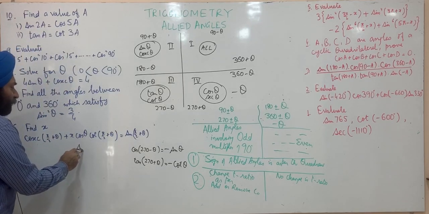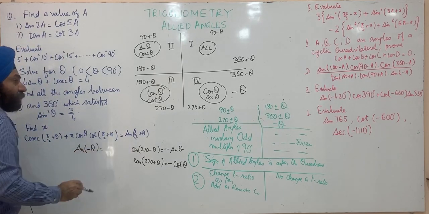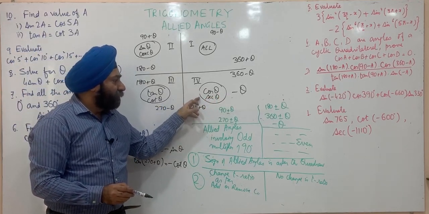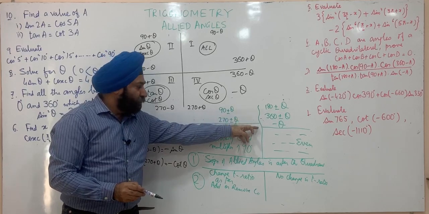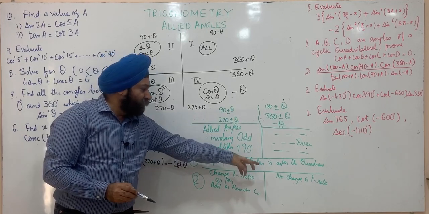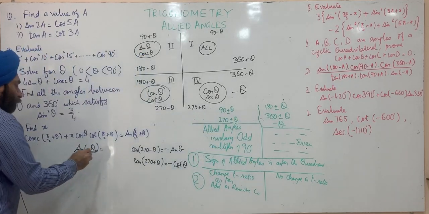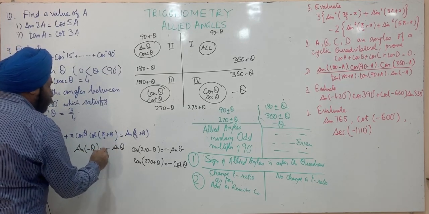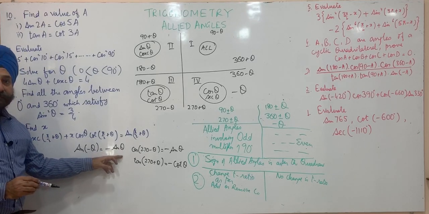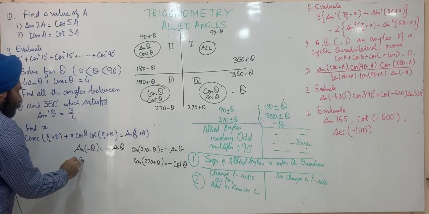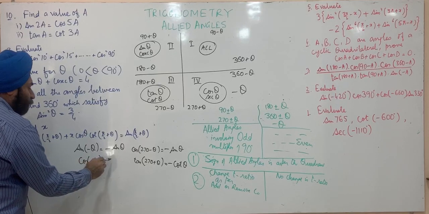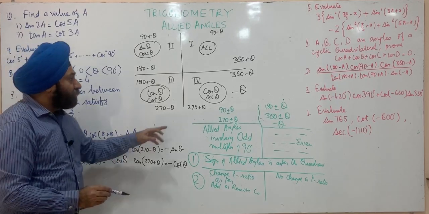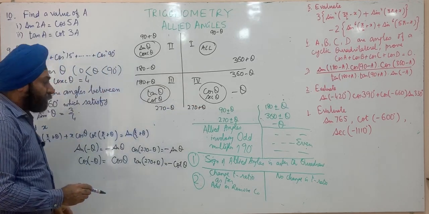What about sine of minus theta? Minus theta is in the fourth quadrant and sine is negative here. Minus theta belongs to the even multiple category where there is no change of trigonometric ratio. So it remains sine theta, but because of the fourth quadrant we have a minus sign here. Similarly, cos of minus theta will be cos of theta. This will be positive because cos is positive in the fourth quadrant.